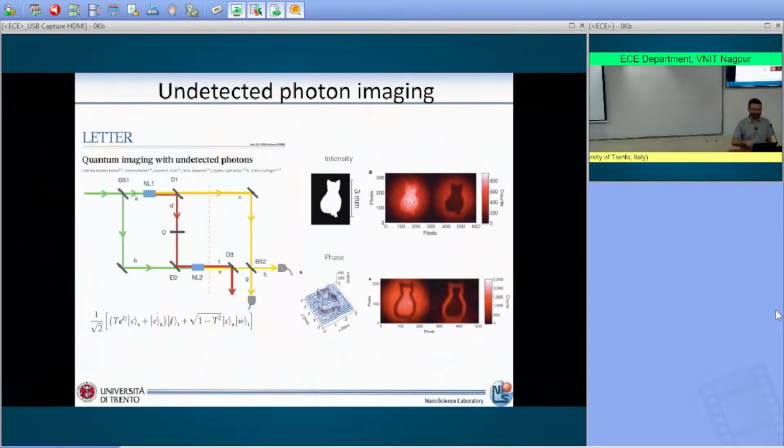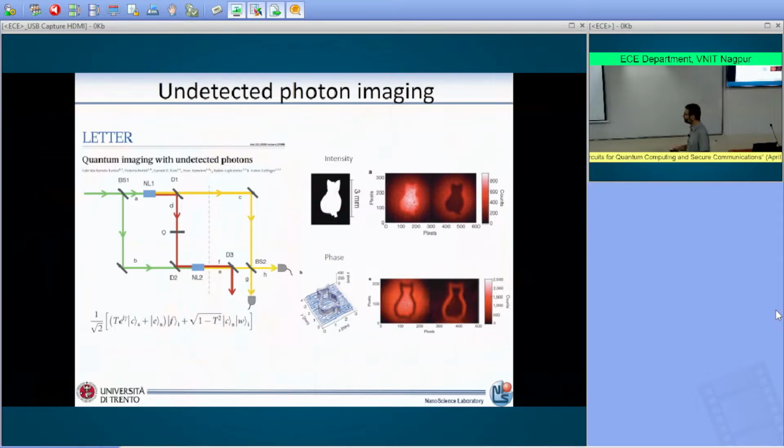So the technique is based on this paper, published by the Nobel Prize winner Anton Zeilinger, and this is the reason why he got the Nobel Prize. Essentially, the technique is based on the use of indistinguishable photons. The idea is that if you cannot distinguish the photons, then you can do an undetected photon measurement, because now you can get quantum interference between the photons of the generated pair.